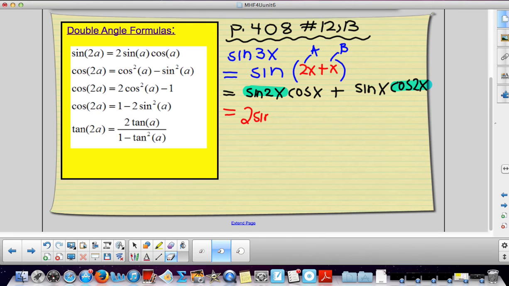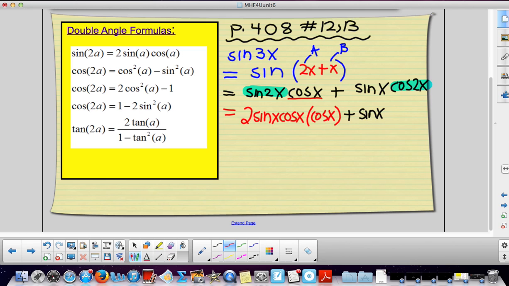Let's try this again. 2 sine x cos x, again times cos x, which is already in the equation, plus sine x multiplied by the formula of cos 2x, which is cos squared x minus sine squared x. So when you do that, you're going to get 2 sine x times cos x is cos squared x. You can put brackets to help you out. Plus sine x times cos squared x minus sine squared x.